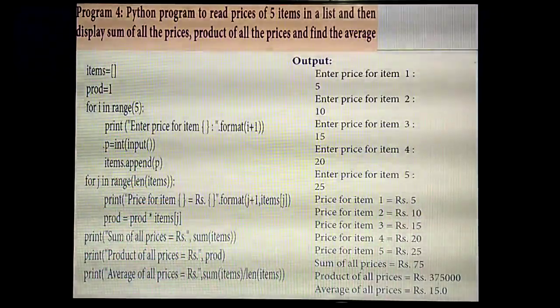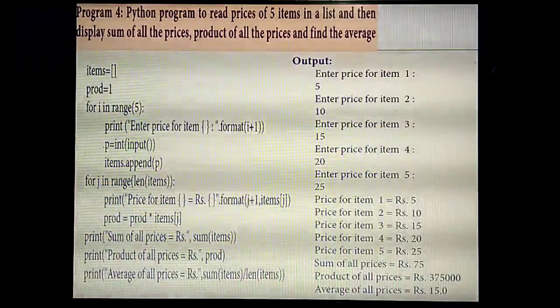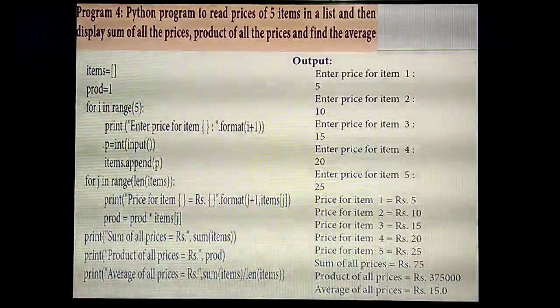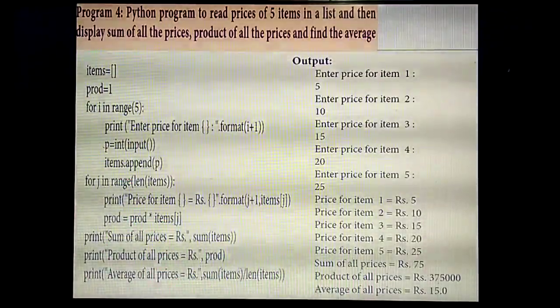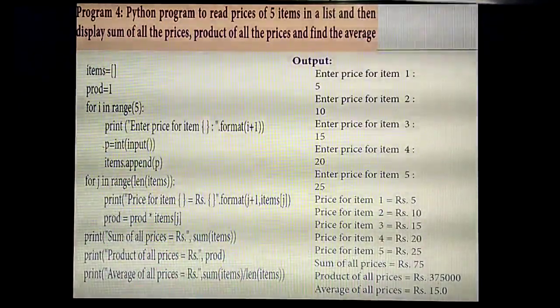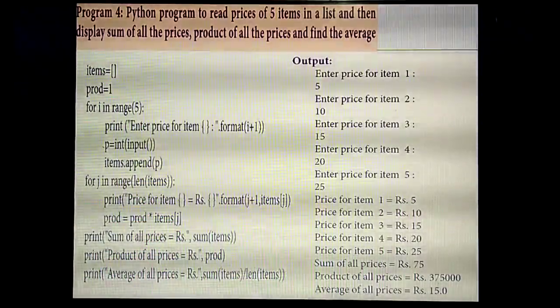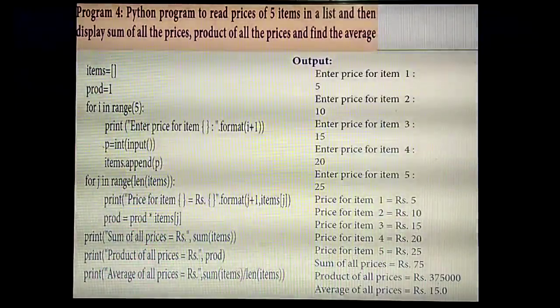Next, the product. Initially, you set the product value to 1. Next, you are going to enter the price for each item. For that, you create a for loop, and you give it a range of 5. So you are going to enter the price for 5 items, only in the range of 5.